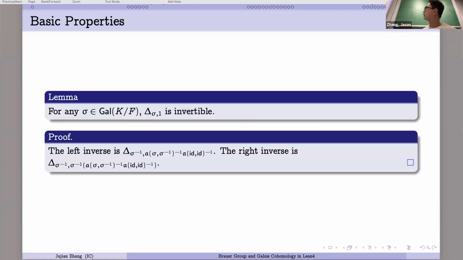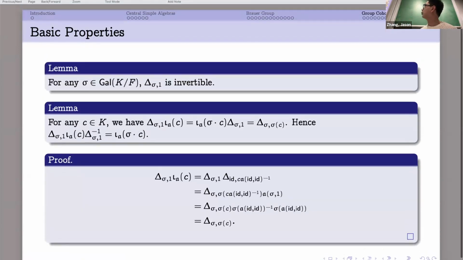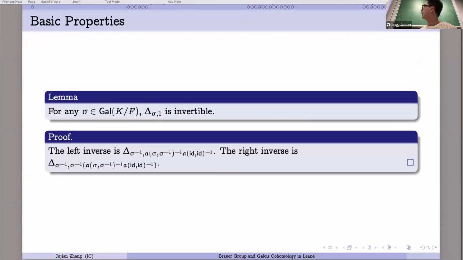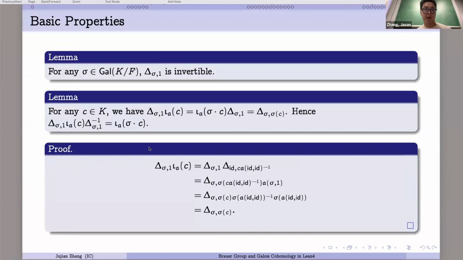And we have one lemma that says for every sigma, the one element sequence with number 1 as sigma's index is invertible. And we prove this by writing out the inverse. Another lemma is that we see the image of C acting on the left, but if we want the image of C acting on the left or on the right, then we need to change C into a sigma C. So we have this equation.